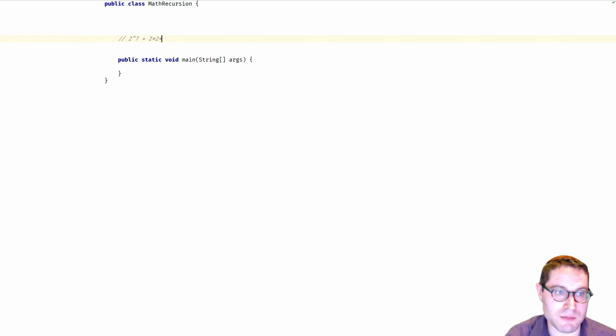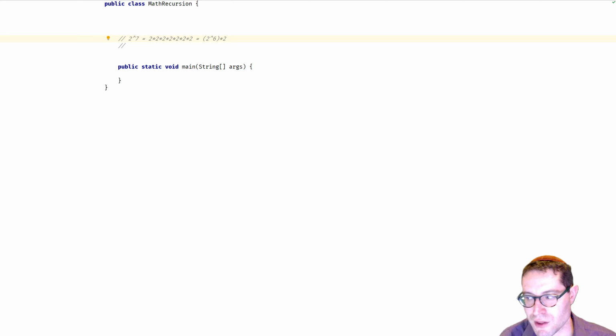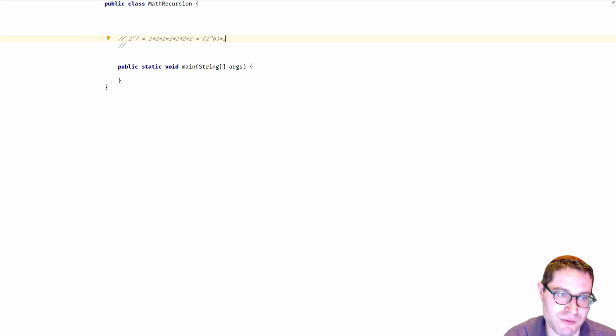Well, what we can note is that all this over here can be simplified. 2 to the 7th power is 7 2's multiplied together. And it's the same as saying, hey, we take these and we turn them into, oh, I don't know, 2 to the 6th. Same as 2 to the 6th times 2, or 2 to the 5th times 2 times 2, and so on and so forth.